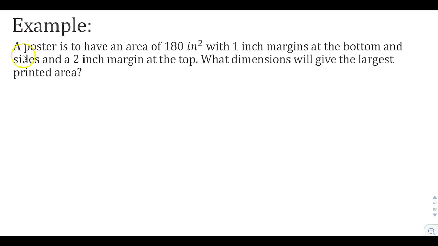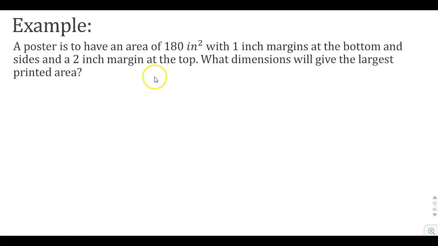In this next example, we're told a poster is to have an area of 180 inches squared. So I'm just going to pause right there. That's our constraint, that's our restriction. This area has to be 180 inches squared. With 1-inch margins at the bottom and sides and a 2-inch margin at the top. What dimensions will give the largest printed area?